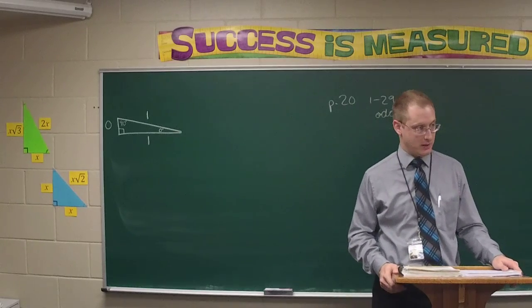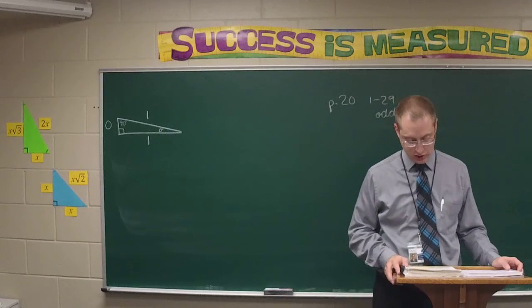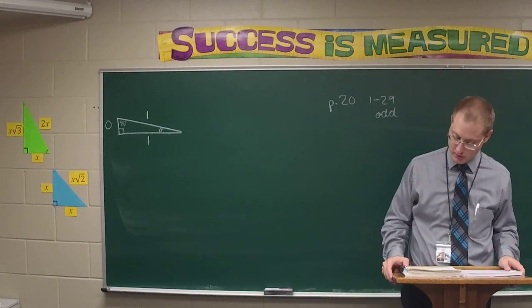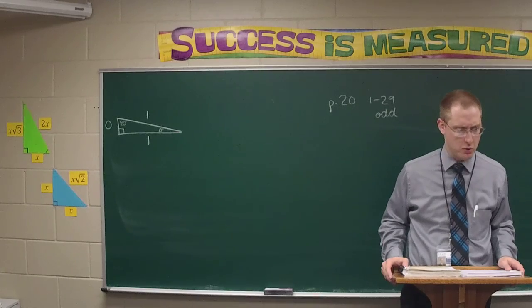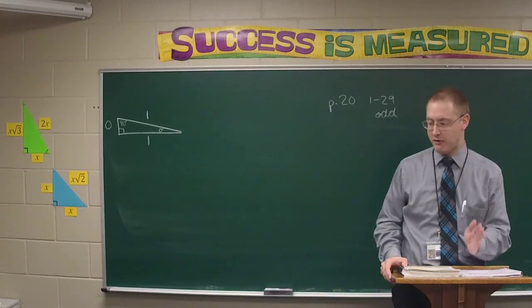Number 1, what is the sine of 0 degrees, Ethan? 0. The sine of 45 degrees, Chris? 45 times square root of 2 over 2. Where did you get 45? Just square root of 2 over 2. Why is the 45 there? The sine of 45 degrees.